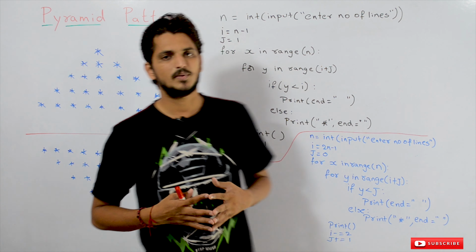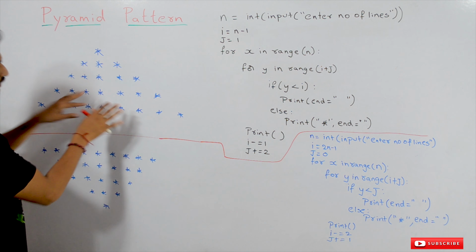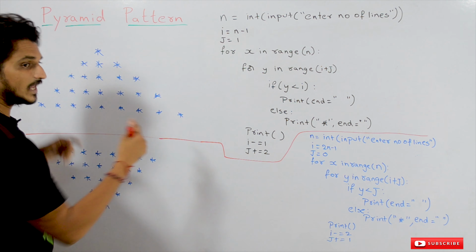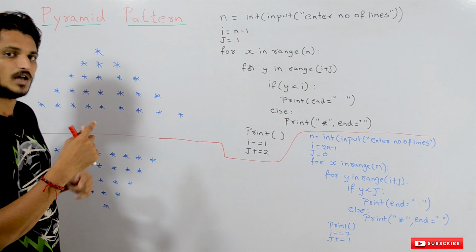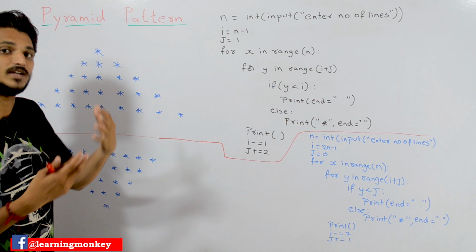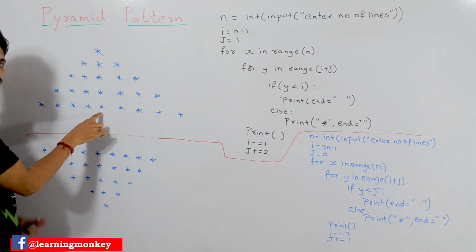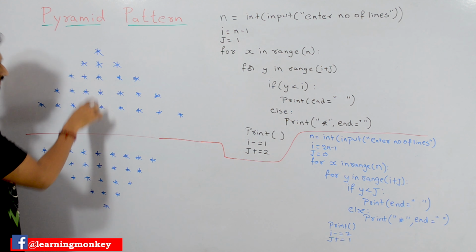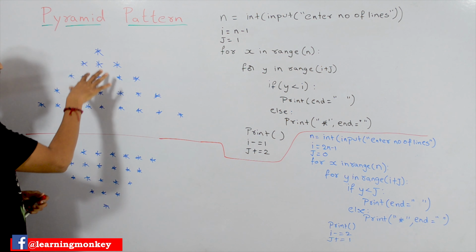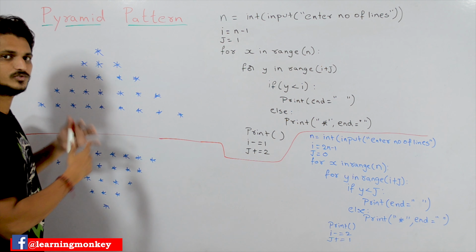Coming to today's example, this is our first example. We have to construct a pyramid like this. The input for this program is taken from the user. He will give the input as number of lines. If he has given number of lines as 5, we have to construct a pyramid of 5 lines. If the input is 6, a pyramid of 6 lines. If the input is 7 lines, like that we have to construct.